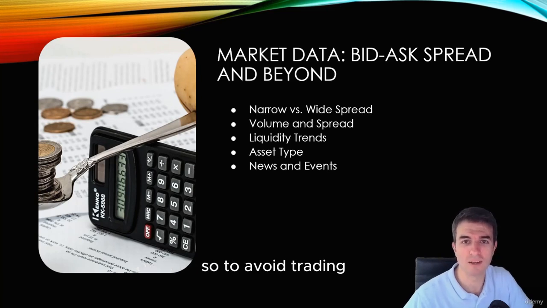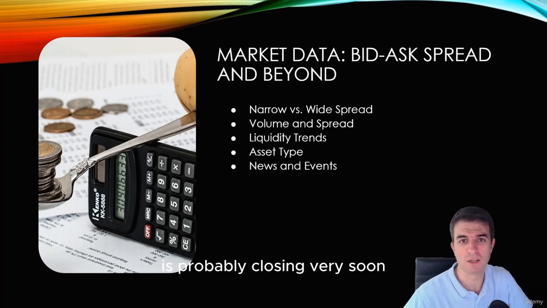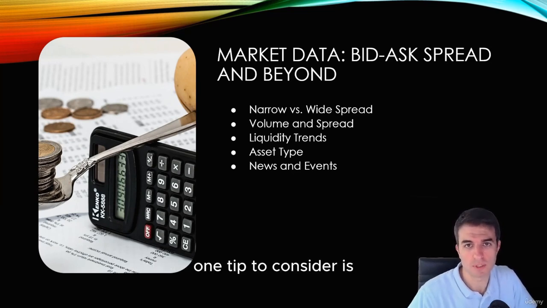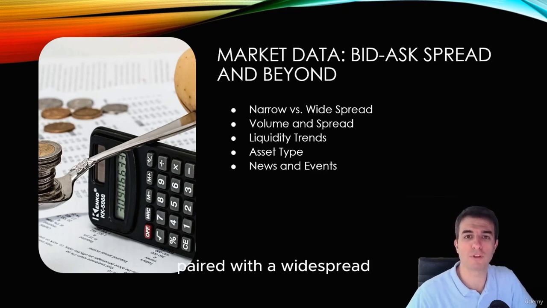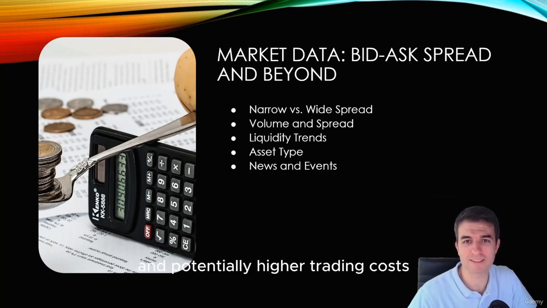So to avoid trading during bad periods when the market is probably volatile, or the market is probably closing very soon, and before holidays, before weekends, or before the next session is opening. One tip to consider is to try trading volume alongside the spread. High trading volume coupled with a narrow spread indicates robust market liquidity. On the other hand, if you see a low volume paired with a wide spread, it may signal a reduced market activity and potentially higher trading costs.